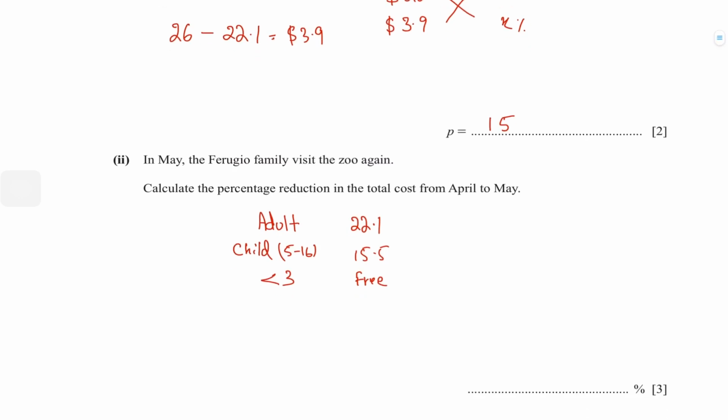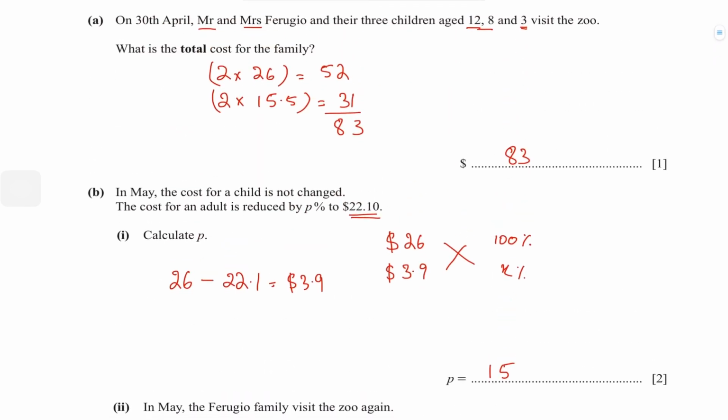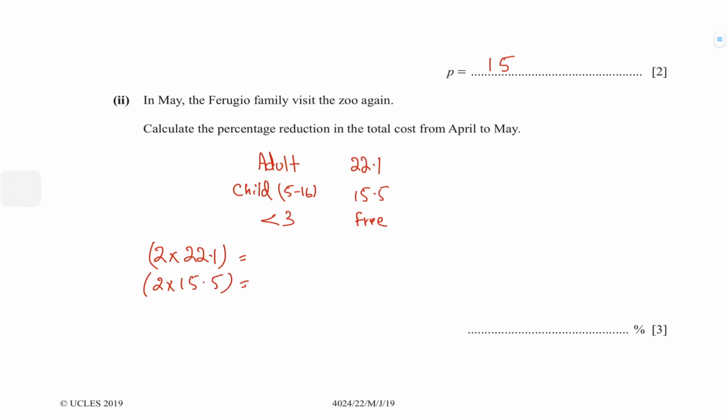Now, how many adults do we have? We have 2 adults again, so 2 times 22.1 for that. And how many children do we have? We have 2 children again, so that's 2 times 15.5, which remains the same as the previous one. And the child who is 3 is going to enter the zoo free of cost. So 2 times 22.1 is 44.2, and 2 times 15.5 stays the same at 31. Adding a 0 to make the addition easier: 4 plus 1 is 5 and 4 plus 3 is 7. So the total cost is now 75.2.